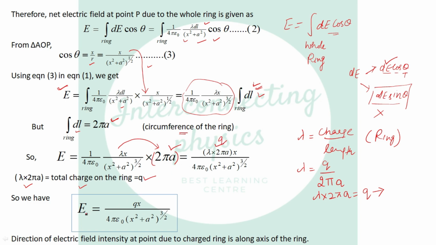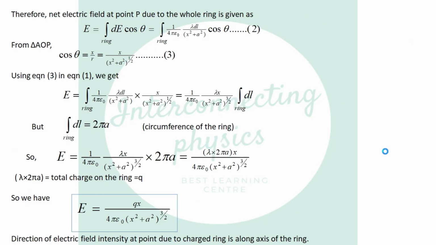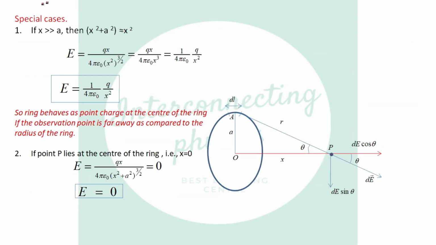So the relation is E equal to Qx divided by 4 pi epsilon naught brackets x square plus a square raised to power 3 by 2. So the direction of the electric field intensity at a point due to the charge is along the axis of the ring, means this side, because d cos theta is added up and the direction is along OP, that is the positive axis of the ring. Now a special case is if x is very much greater than a.